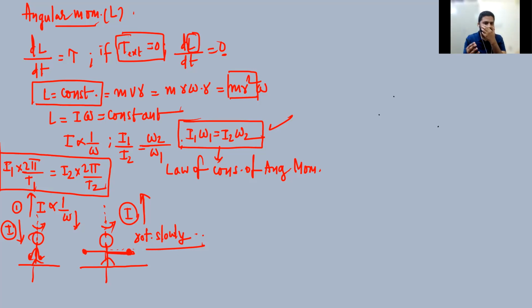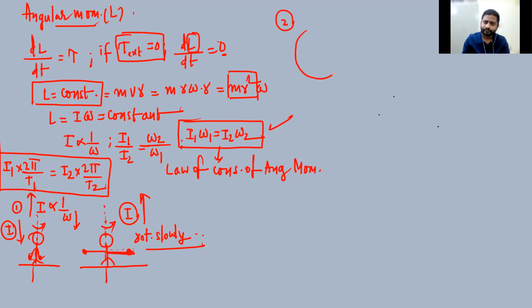So in all those cases, when they keep their hands far away, they rotate slowly. When they bring their hands towards the body, towards the axis of rotation, their speed will be fast, and the rotating speed will be more. So this is the first application that depends on the law of conservation of angular momentum. And the second application, I'll tell you, my dear students, listen carefully.